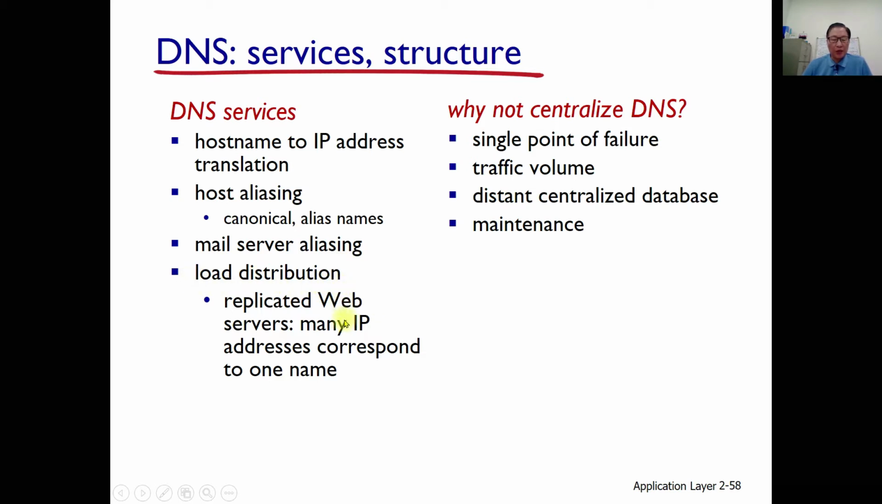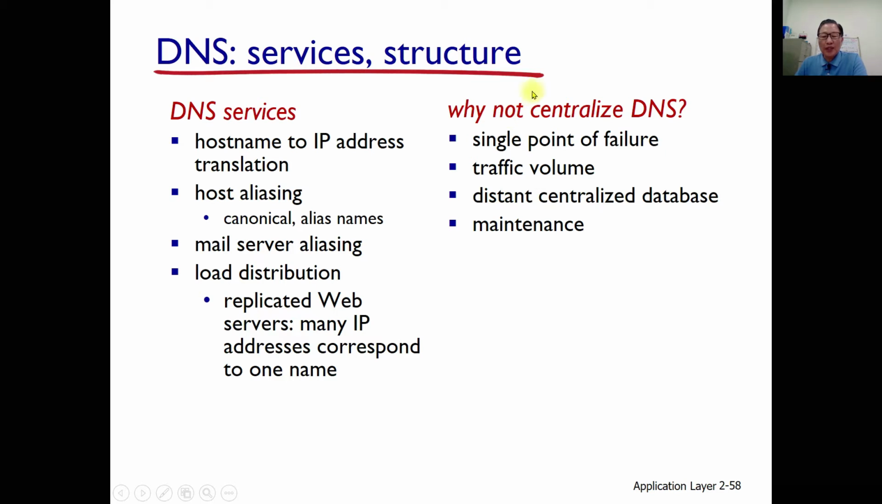Also, DNS does load distribution. Replicated web servers with many IP addresses correspond to one name. Implicitly the load will be distributed because many IP addresses are providing that service, and each IP address takes care of a server, which means many servers are providing that service. That is called load distribution. For example, later we'll look at a tutorial command to see how many different IP addresses are being used, even for the single name google.com. That is used for load distribution.